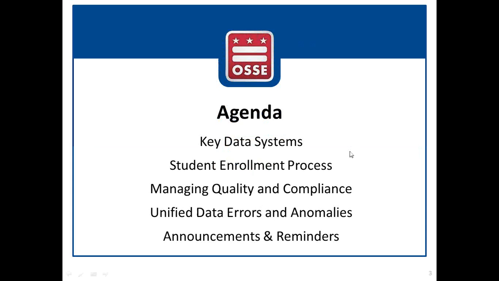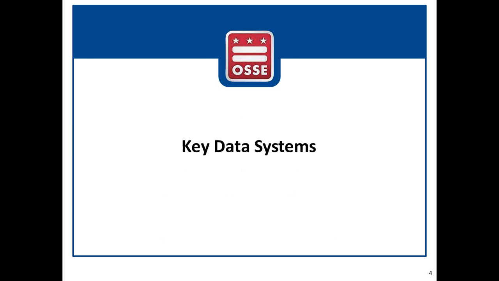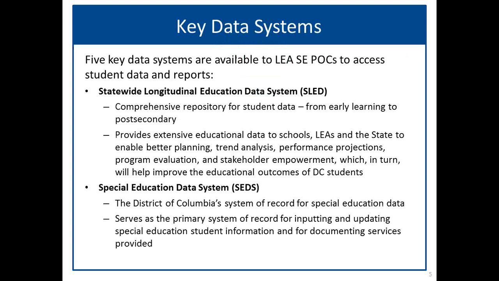Okay, first we're going to talk about key data systems and then some very important information about the student enrollment process, including transferring student records into SEDS. Then we'll discuss certain reports and tools that can help you manage your own quality and compliance. We'll discuss briefly data errors and anomalies, as it's a critical time for those right now as enrollment and students are shuffling around. And then we'll close out with a few reminders and announcements. First, I'm going to turn the time over to Ms. Kathy to talk about key data systems.